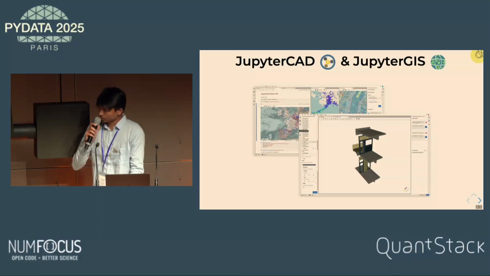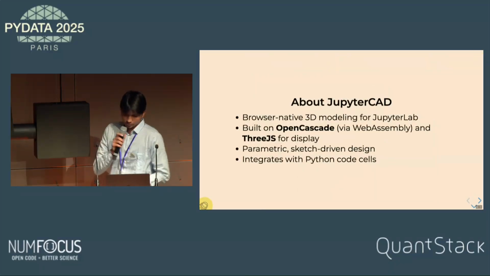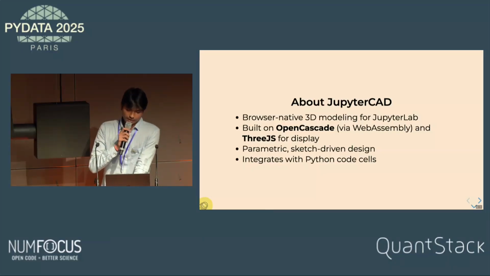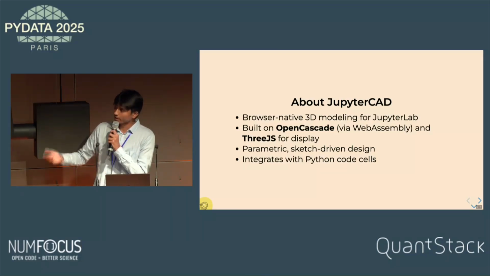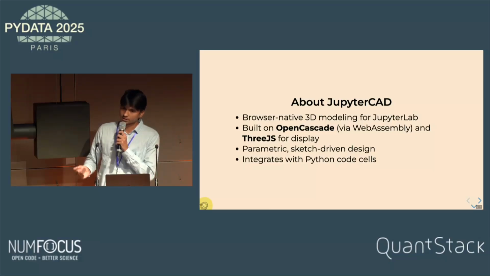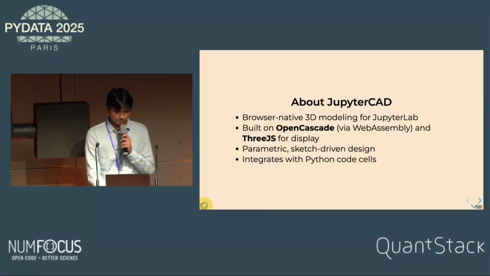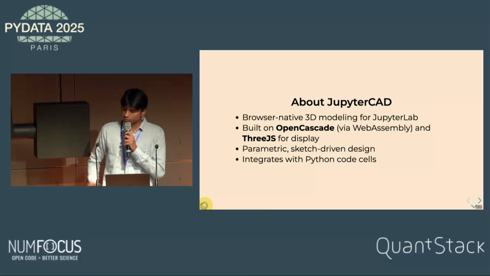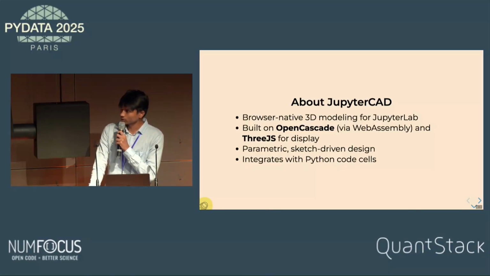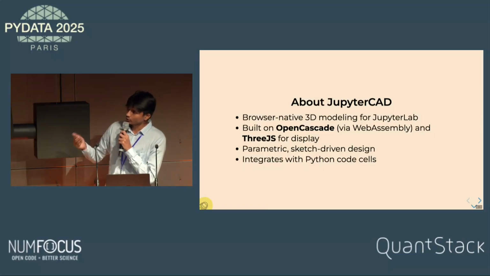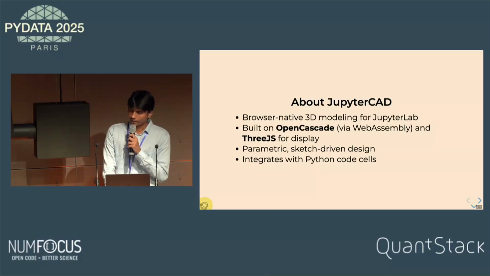So let's just talk a little bit about JupyterCAD first. So JupyterCAD is browser native 3D modeling for JupyterLab, and it is built on OpenCascade, which is compiled via WebAssembly, and it uses Three.js for viewport and rendering. It provides you the utility of parametric and sketch-driven design inside your notebooks, and you can also use it separately in our own UI that we have designed. And it integrates very well with Python and code cells.